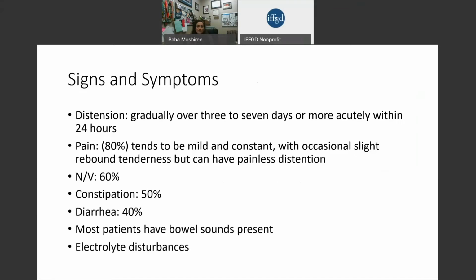Usually this is self-limited and hopefully will recover. Otherwise, there is a mortality associated. So the signs are distension. It occurs over 3 to 7 days, very acute, and can occur over 24 hours. 80% have mild to constant pain. There is significant distension usually, sometimes painless. 60% have nausea, vomiting, 50% have symptoms of constipation, and most patients will have good bowel sounds when we listen.